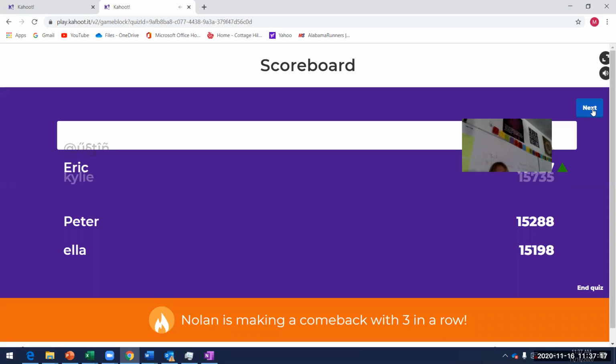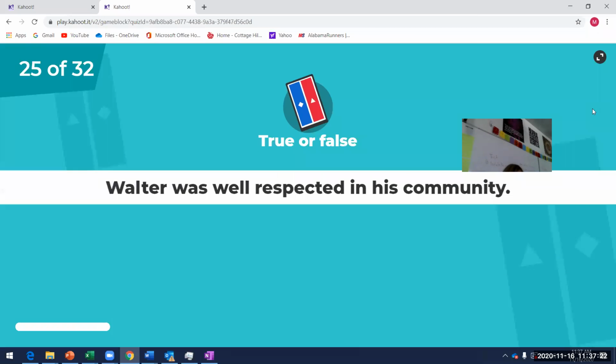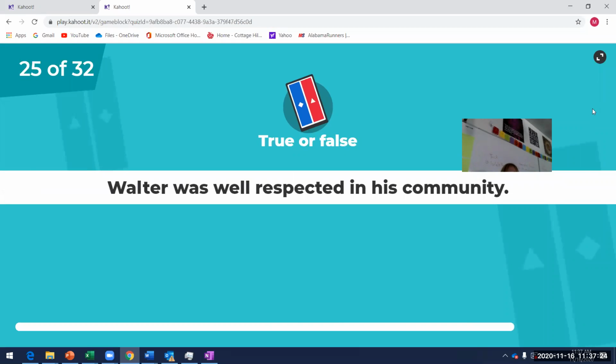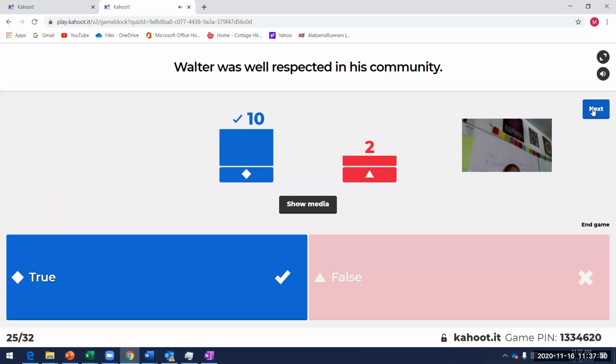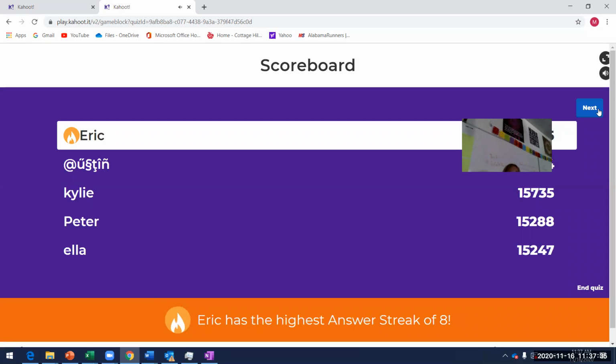Eric moving into first. True or false? Walter was well respected in his community. True, blue, false, red. True, that's true. He was well respected in his community until all this went down.